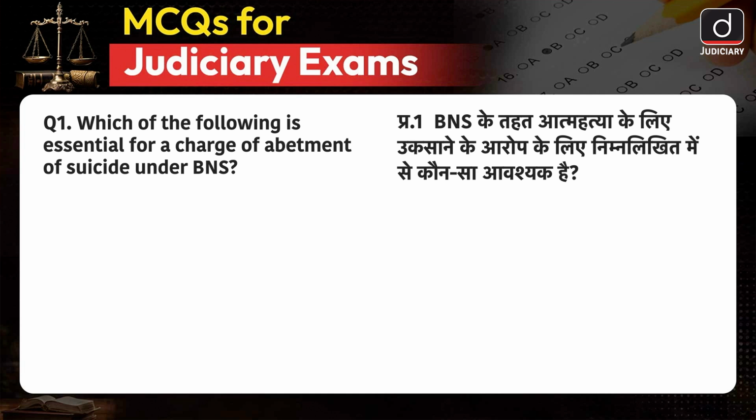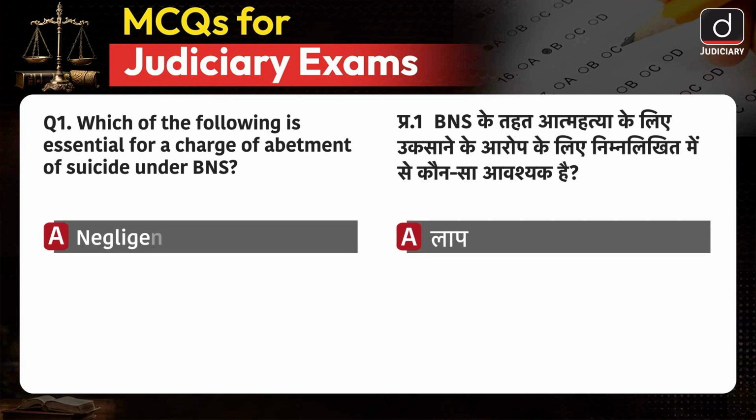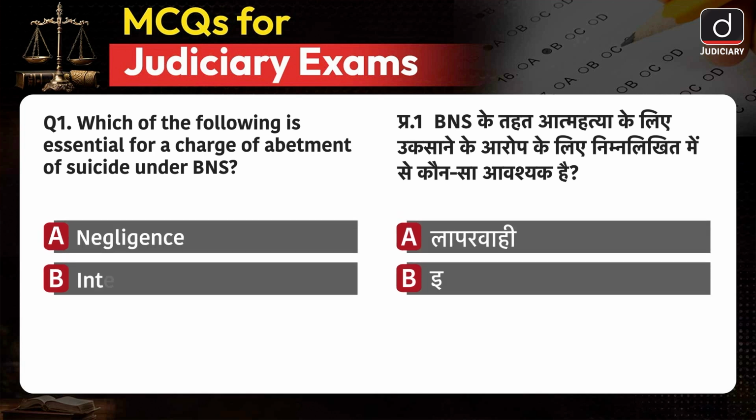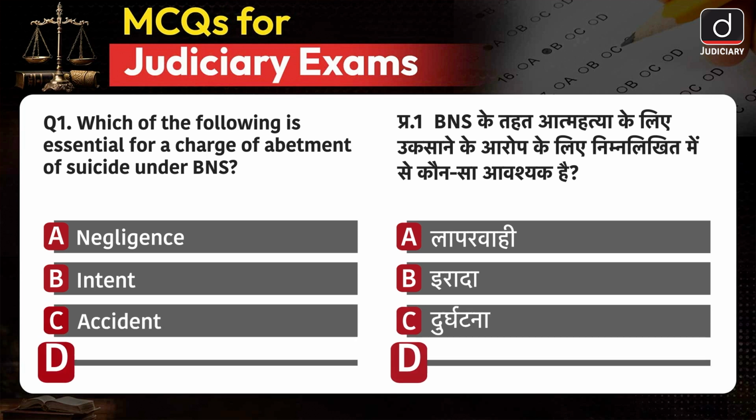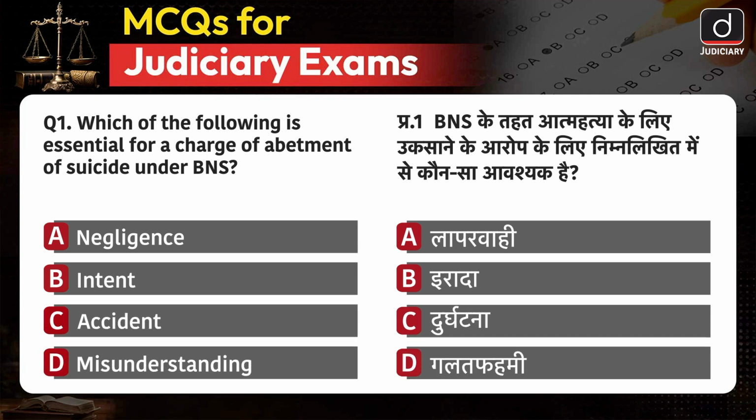Today's first question is, which of the following is essential for a charge of abetment of suicide under BNS? Option A, negligence. Option B, intent. Option C, accident. Option D, misunderstanding. The correct answer is option B, intent.